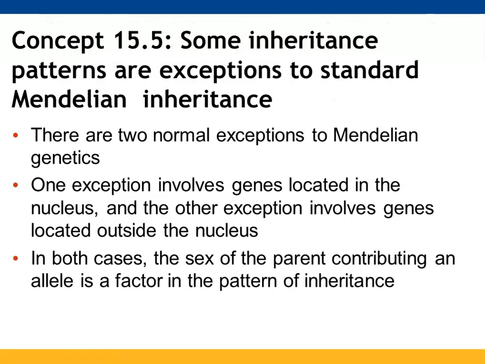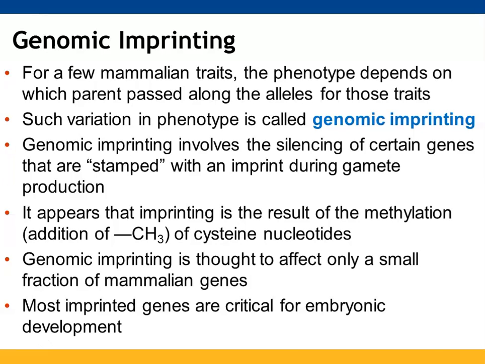And then the final thing that we're going to talk about in this are some inheritance patterns that don't follow Mendel. There's 2 major exceptions we're going to touch on. One is due to imprinting, and that's going to involve genes in your nucleus. And the other is going to involve DNA that is found outside of the nucleus. Both of them are going to have inheritance patterns based primarily on the sex of the parent that's contributing the alleles. With genomic imprinting, that could be either the male or the female. It depends on which parent passed along the alleles that were not imprinted on.